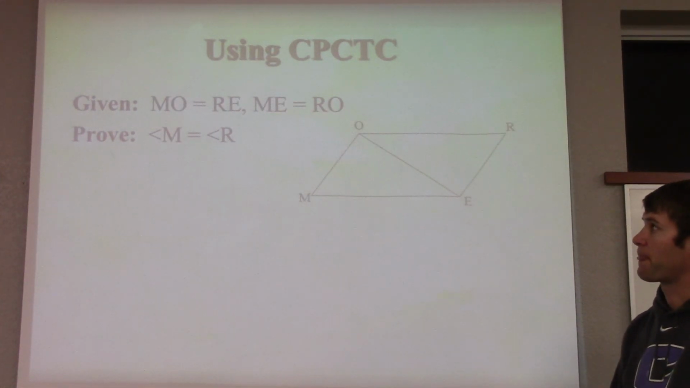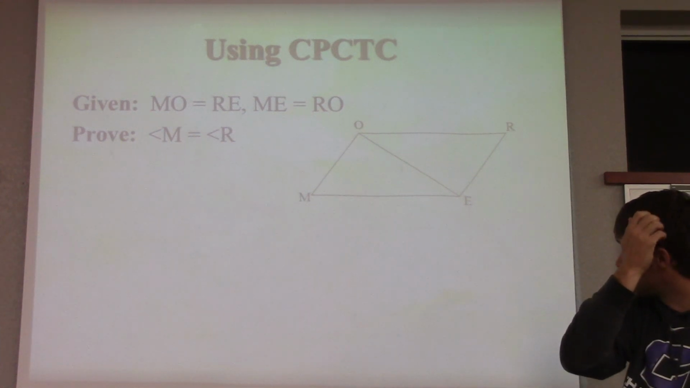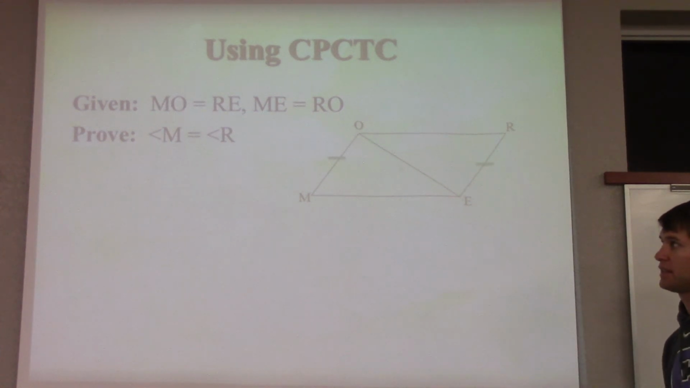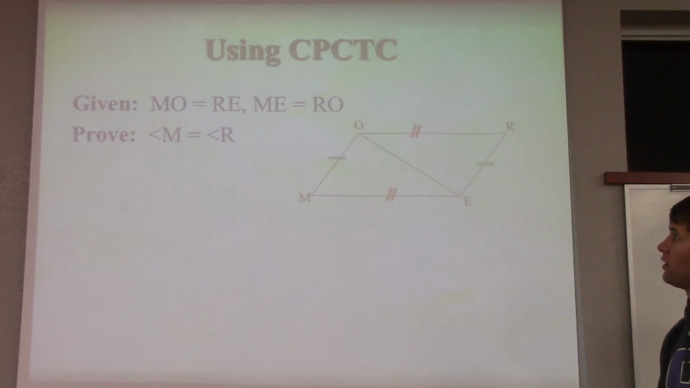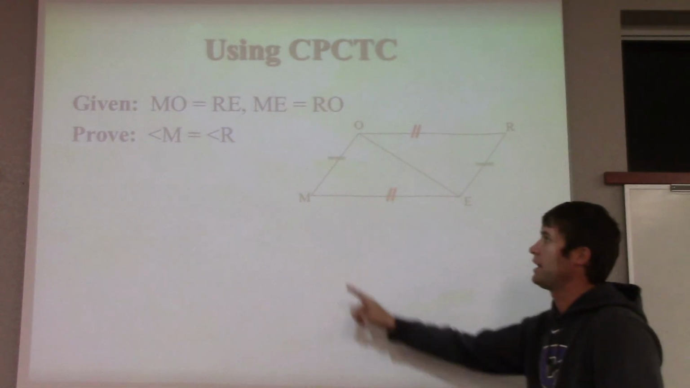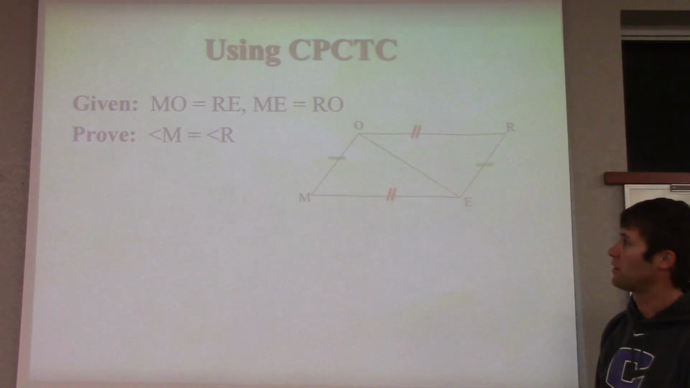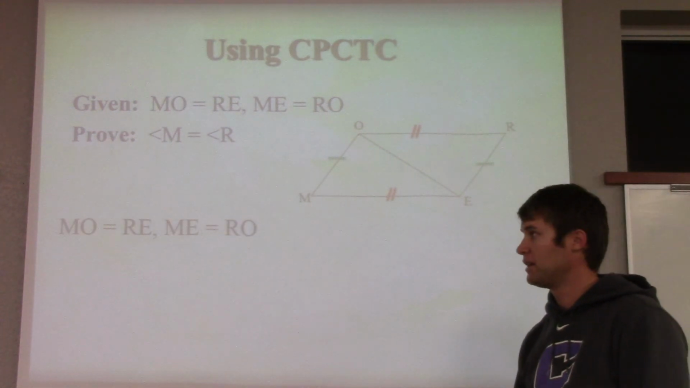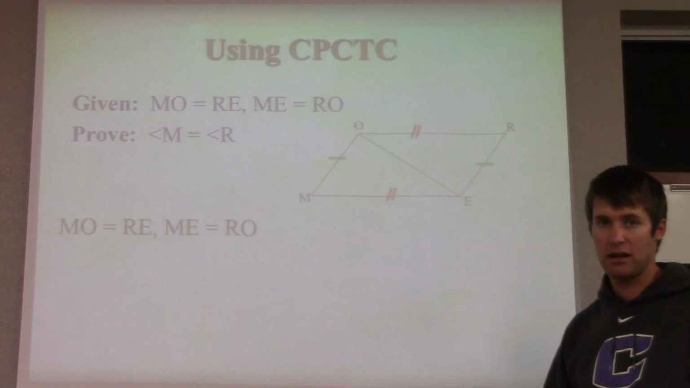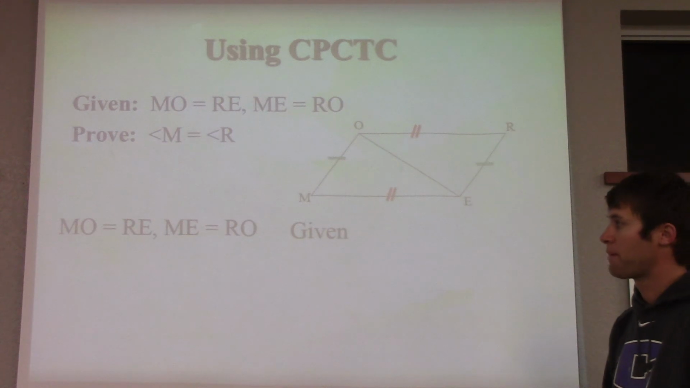Go to the next one. MO is equal to RE, so we want to say that side's equal to that side. Next, ME is equal to RO. That's congruent. We want to prove, how can I prove that angle M is equal to angle R? So we start off with what's given to us. First statement. We know these two sides are equal. How? Because it's given to us.